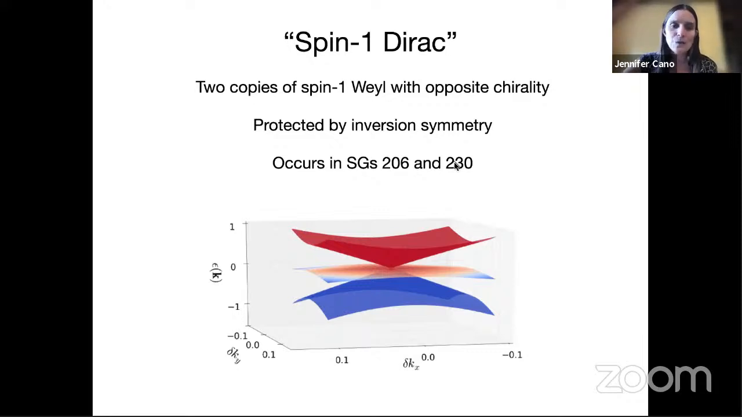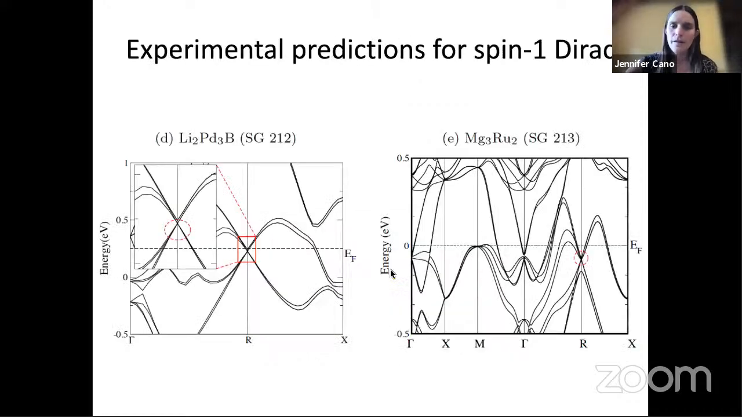And so again, this can only occur in a couple of space groups. It looks exactly like the spin one, but each of these bands is doubly degenerate. So it's actually a six-fold crossing. And again, we have some materials where we can expect to see these, although it's going to be hard to probe them since there are other bands which are nearby in energy.